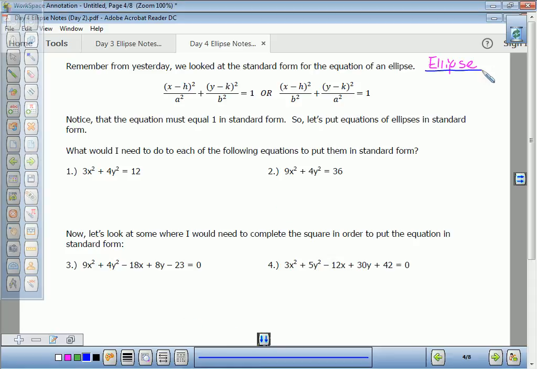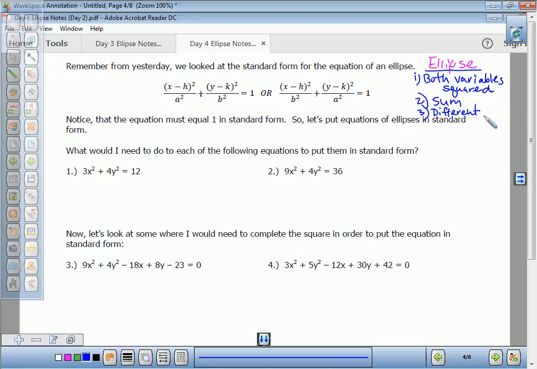Alright guys, so today we're on day 2 of the ellipse. How do we know that the conic we are dealing with is an ellipse? What do we look for? Well, just like a circle, both of those variables are squared. So we have an x being squared and a y being squared. Just like the circle, it is a sum. Now, this is where it differs from a circle. With an ellipse, you have different coefficients.